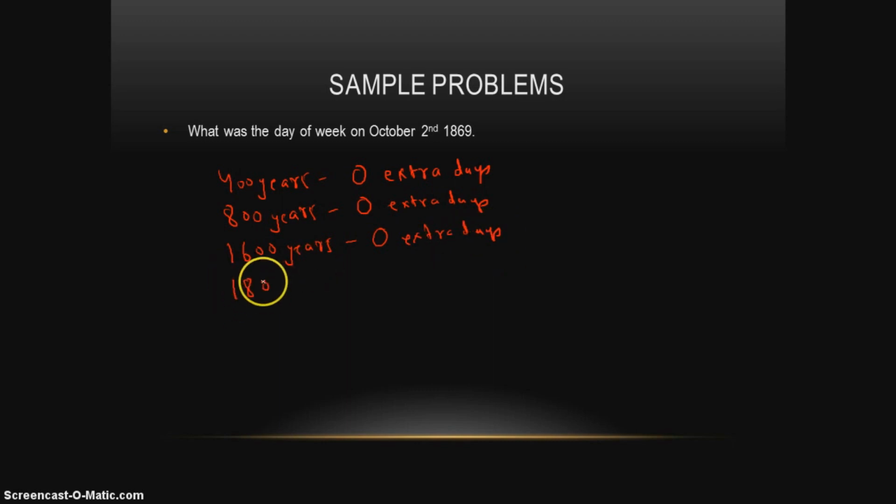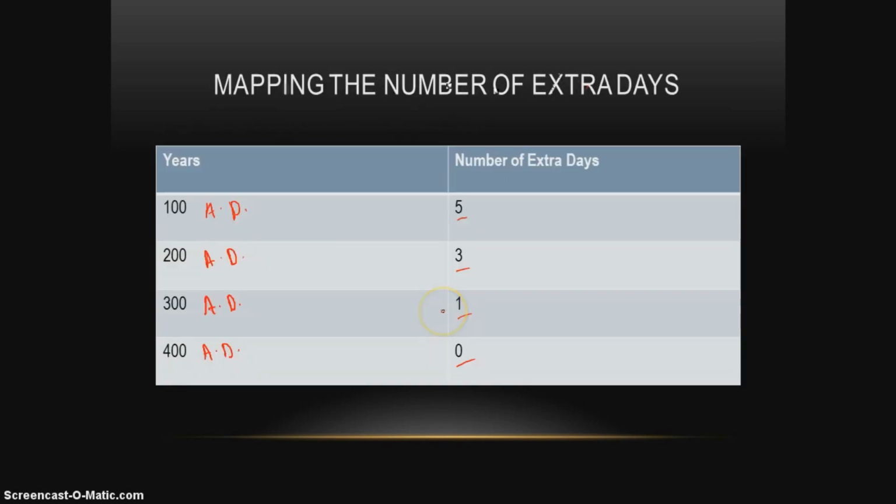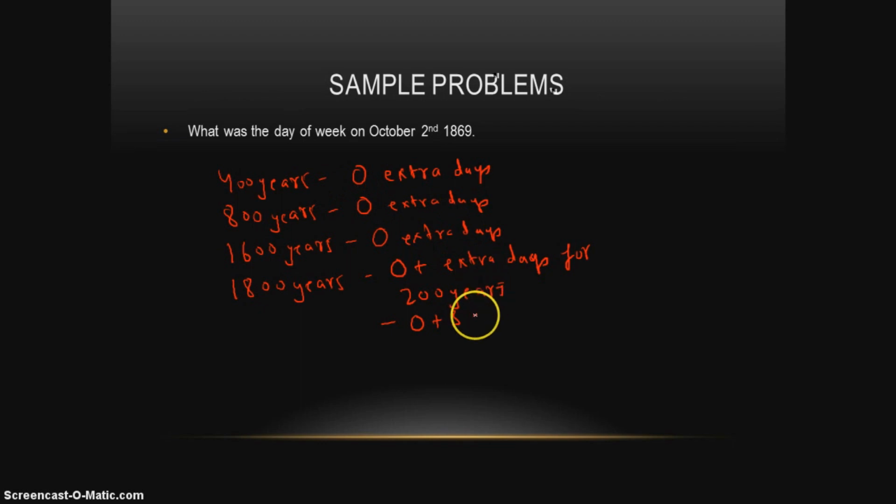Now 1800 years is 0 plus extra days for 200 years, which gives us 0 plus 3 extra days, going by that table, because 200 years is 3 extra days. So at the end of 1800 years, I have 3 extra days.